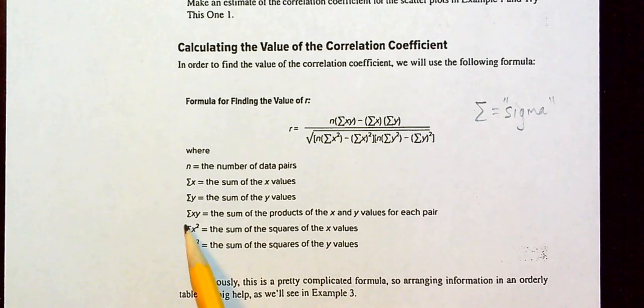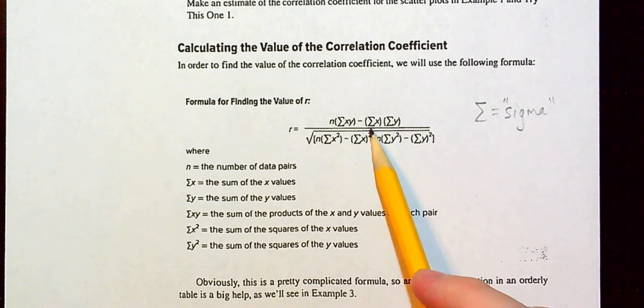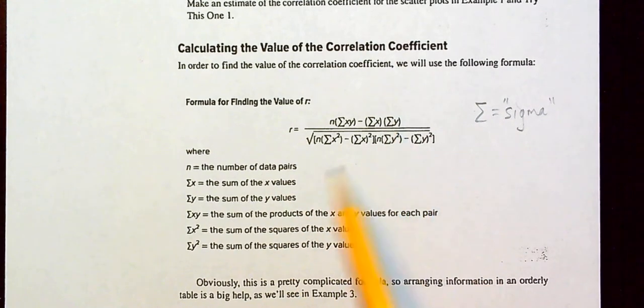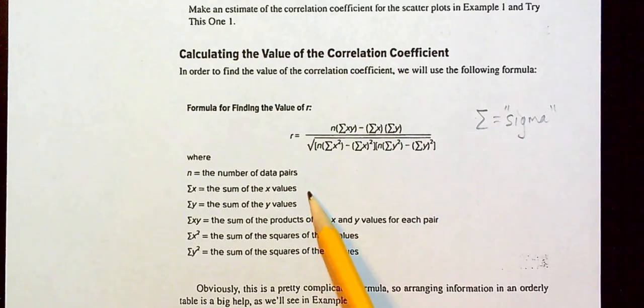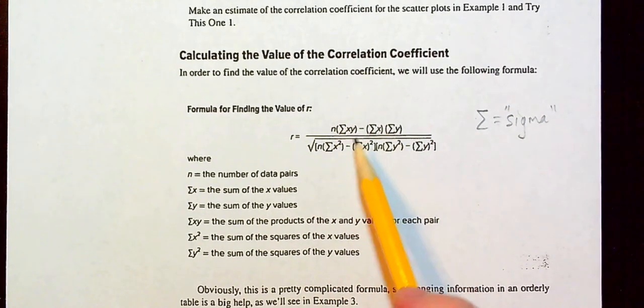And here you can see sigma xy is the sum of the products of the x and y values for each pair. Still on top, we have minus the sum of the x values times the sum of the y values down here. That's the entire top of this fraction.